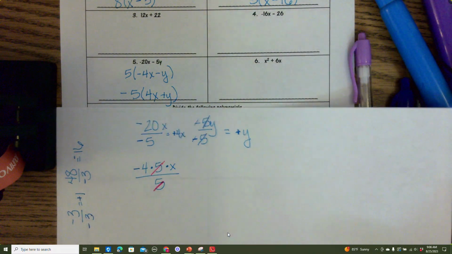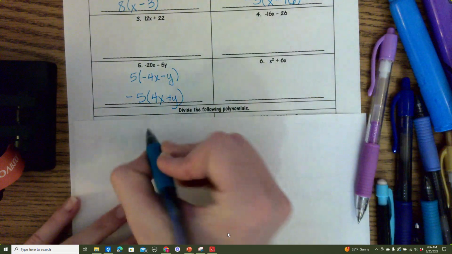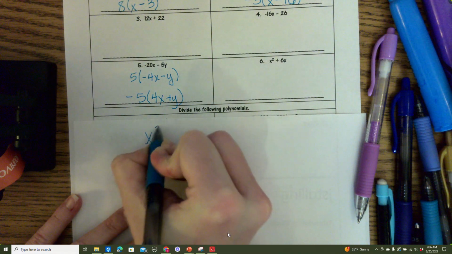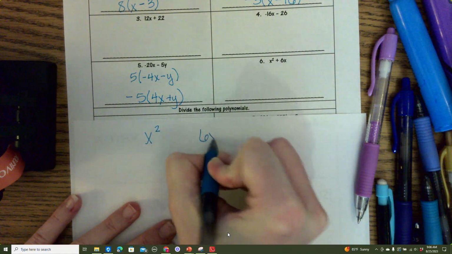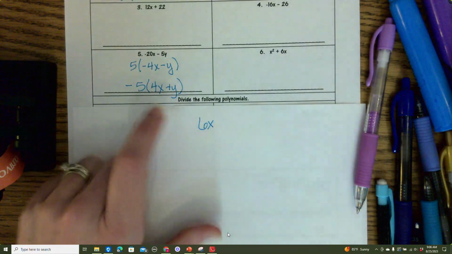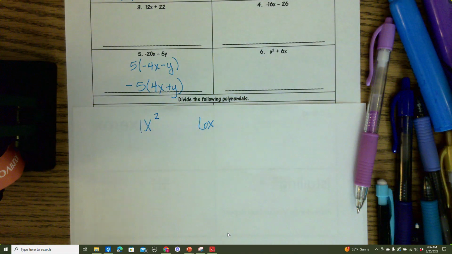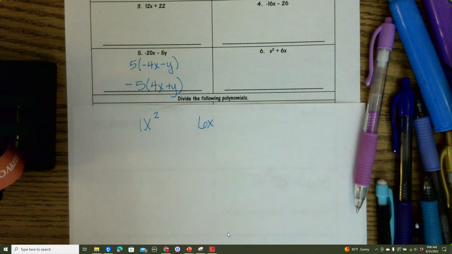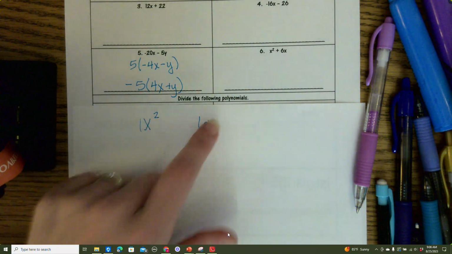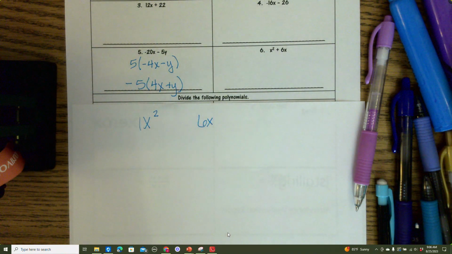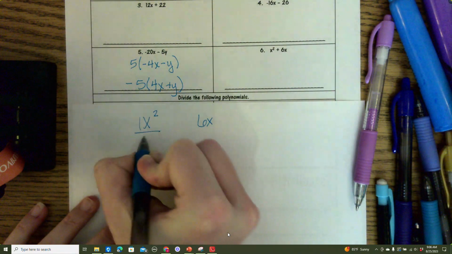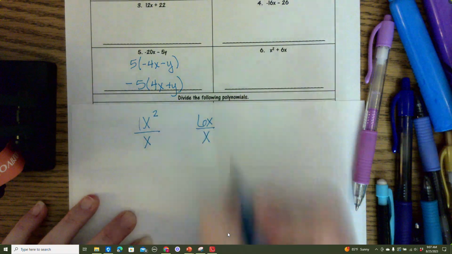Sometimes our common factor is not a number at all. I've got x squared and 6x. So there's, again, an invisible 1 here. There's no number I can divide by, but what do both of these pieces have in common? An x. So I can divide by an x.